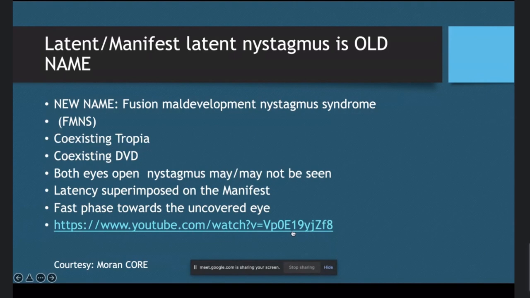How do you know? Classic in this patient: coexisting tropia, coexisting DVD, both eyes open, nystagmus may or may not be seen. The latency is superimposed on that small manifest. The fast phase is away from the uncovered eye. This is a mistake. Fast phase is away from the uncovered eye. So let us look at it again. I think it's the same video, because I like to revise the videos. Once you understand the concept, let's go look at the video again.